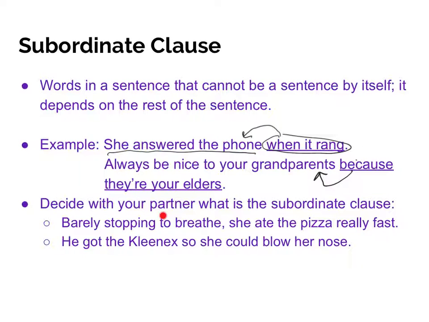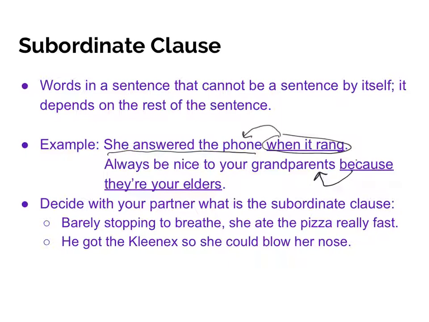Now decide with your partner what is the subordinate clause in each one of these sentences. Barely stopping to breathe, she ate the pizza really fast. Here's the other example you need to look at. He got the Kleenex so she could blow her nose.